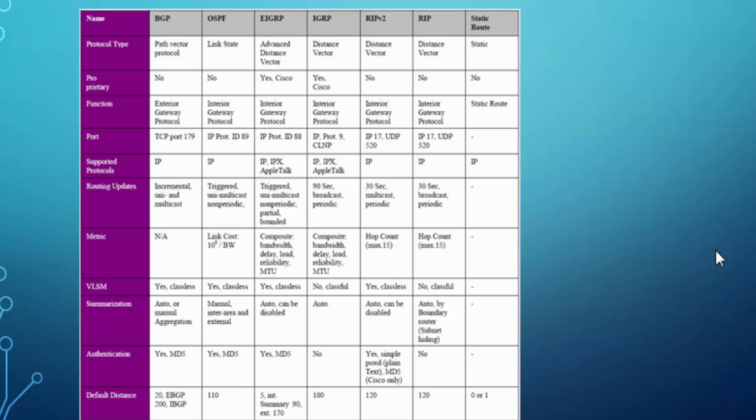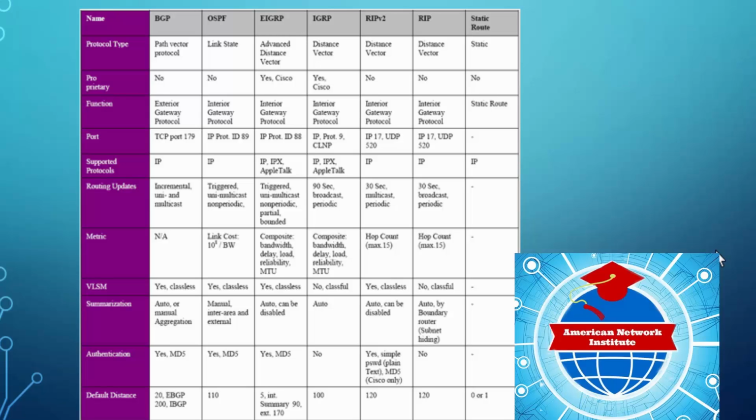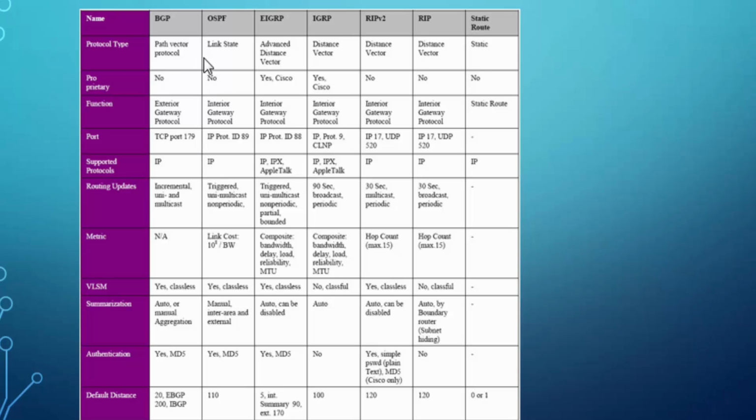That is the path vector, link state, and distance vector in each one of them, and we're going to see over here the protocol type of each one. We already talked about that. Which one is proprietary? It was said that EIGRP was proprietary to Cisco, not anymore, because it's 2013. It's no longer proprietary. The function, EGP, IGP, or whatever, the ports where they are flowing through, the updates, how they are triggered, incremental, triggered by unicast, multicast. We're going to be jumping into unicast and multicast in the near future.